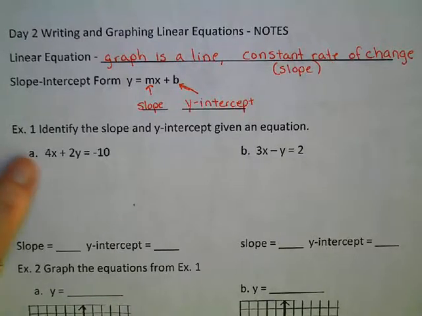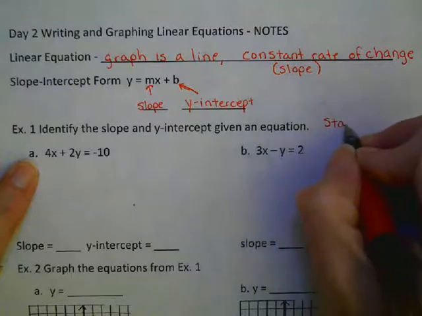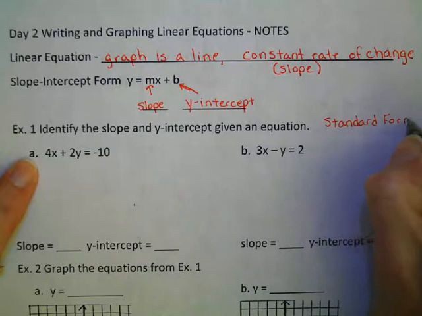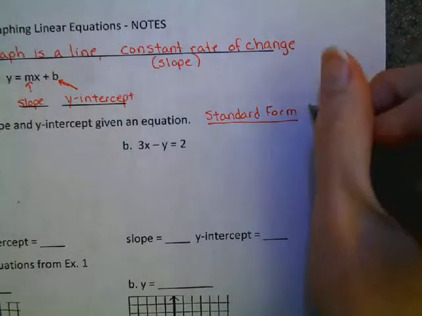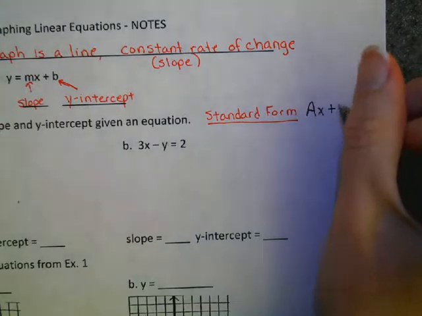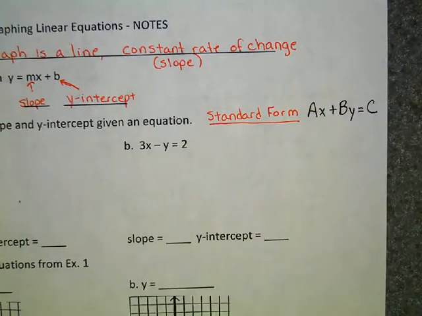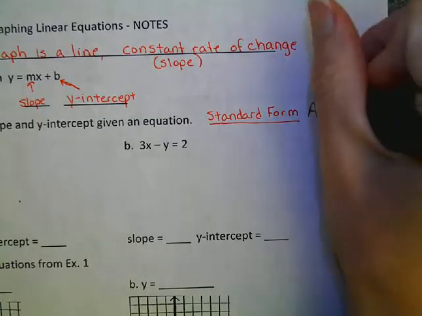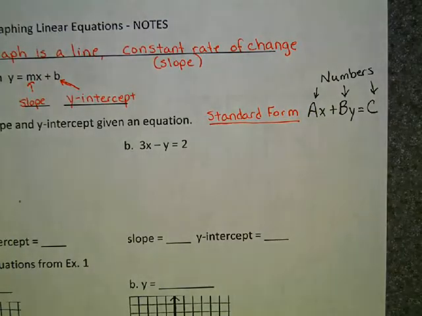So right now, what you see here is called standard form. Standard form looks like a number with x plus a number with y equals another number. So, meaning these three things are just numbers. So if you ever see something like x plus y equals a number, that's just called standard form.